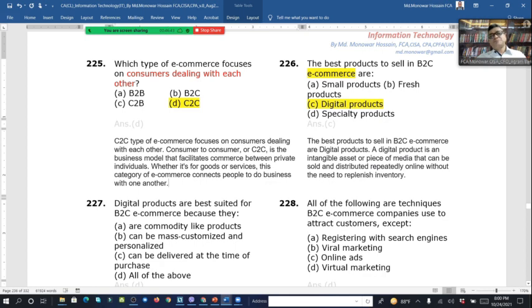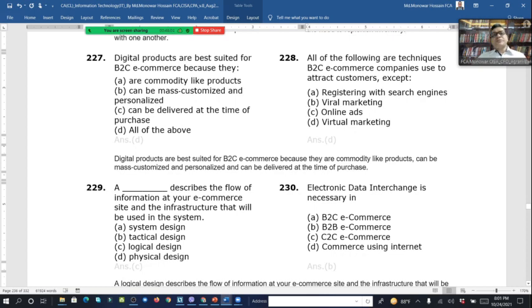And here the business to consumer and digital product. The best products to sell in business to consumer e-commerce are digital products. Digital products are best suited for business to consumer e-commerce because they are commodity-like product, can be mass customized and personalized, can be delivered at the time of purchase. So here answer is all of the above. Here 3 item is related with the digital product, the best suited business to consumer e-commerce.